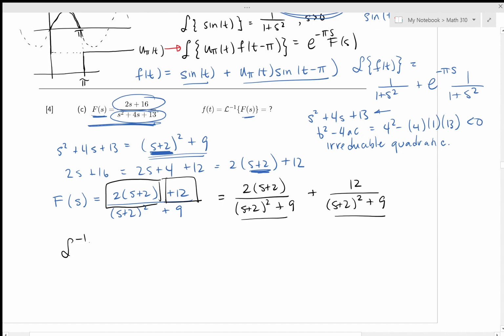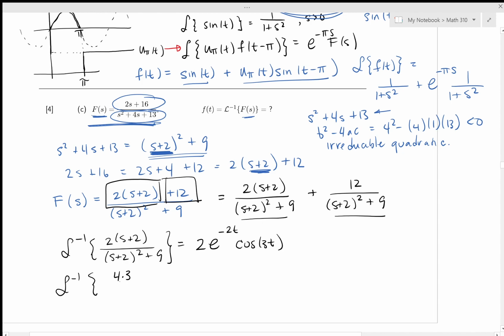So let's try getting the inverse Laplace transform of the first of these two pieces. That inverse is 2e to the minus 2t times cosine 3t. And then for the inverse Laplace transform of 12, I'm going to write that as 4 times 3 over s plus 2 squared plus 9. The inverse Laplace transform of that is 4e to the minus 2t sine 3t.